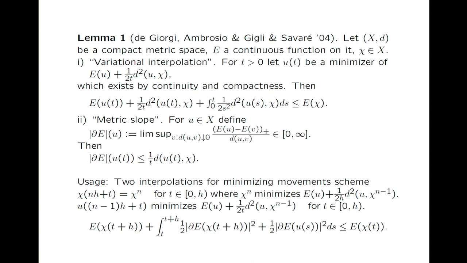So there are two types of interpolations. There is the piecewise constant interpolation. There is the variational interpolation in between, and now if you take both into account, you do get already on this time discrete level the right energy dissipation inequality, in the sense that the energy at a later time is controlled by the energy at an earlier time plus the time integral of the metric slope squared. 1/2 plus 1/2 is equal to 1, as it should be. And it's kind of the merit of the variational interpolation to get the second term.